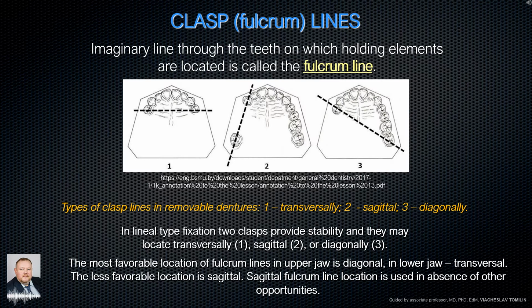The most favorable location of fulcrum lines in the upper jaw is diagonal, in the lower jaw, transversal. The less favorable location is sagittal. Sagittal fulcrum line location is used in the absence of other opportunities.